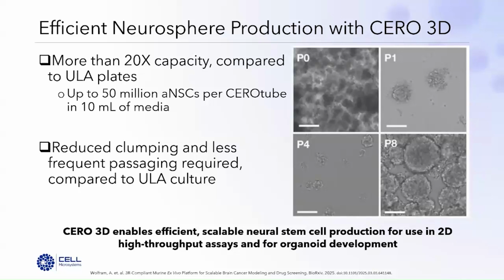In addition to that, they found that by culturing in the Zero, they had reduced clumping of those neurospheres, and this meant that they could less frequently passage the neurospheres compared to their ultra-low attachment culture. Ultimately, the protocols that they developed enabled a very efficient system to scale up neural stem cell production. And they could use those neural stem cells for either 2D high throughput assays or for organoid development.